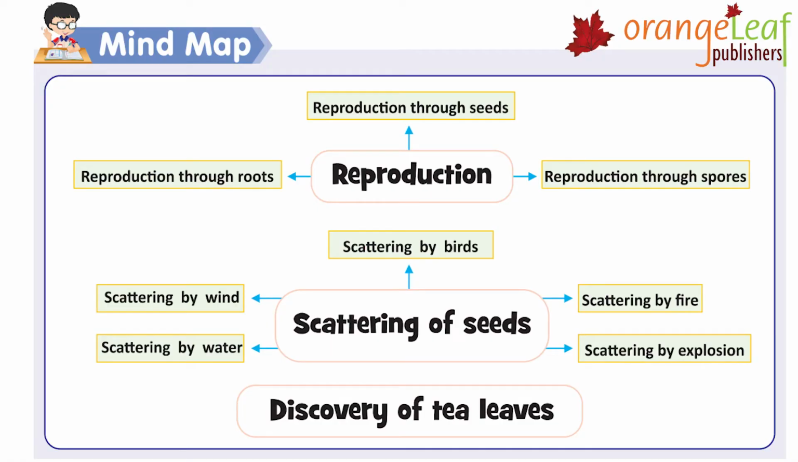Here's the mind map for you. Reproduction. Reproduction through seeds, reproduction through spores, and reproduction through roots. Scattering of seeds is of 5 types. Scattering by wind, scattering by water, scattering by birds, scattering by fire, scattering by explosion. We also learned the discovery of tea leaves.